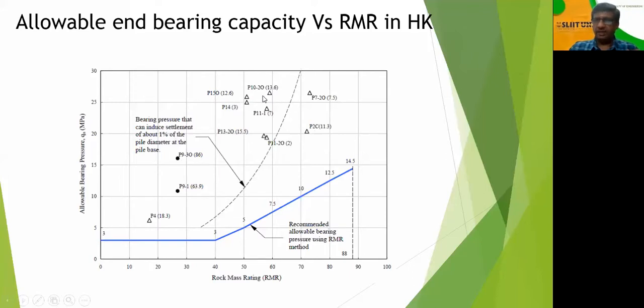So these are the test results, and these are the ones they are proposing. Depending on the RMR, what is the allowable end bearing capacity that they are proposing? What we determined earlier was something like 5 megapascal capacity from the other chart, which is relevant to about 50 RMR. I will tell you how you can determine the RMR.